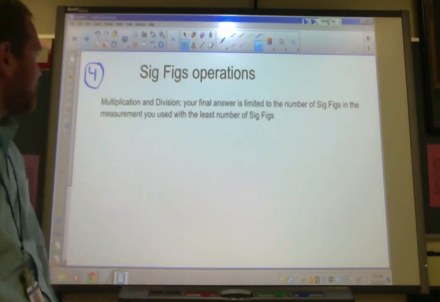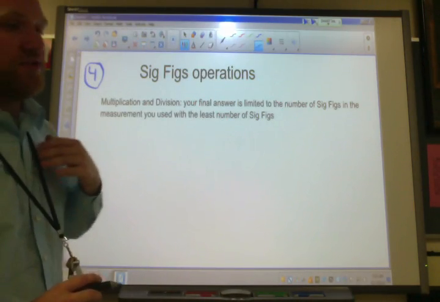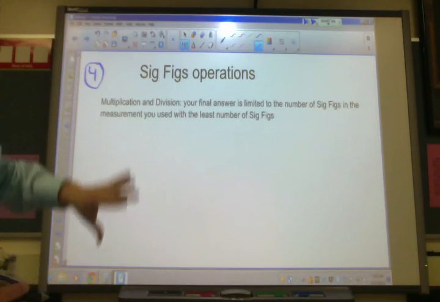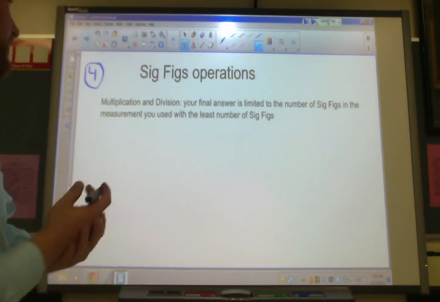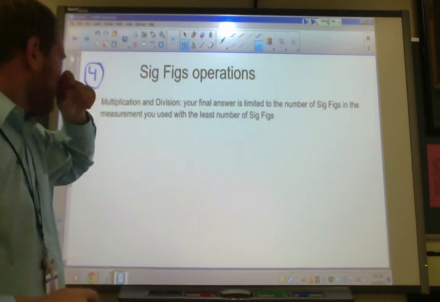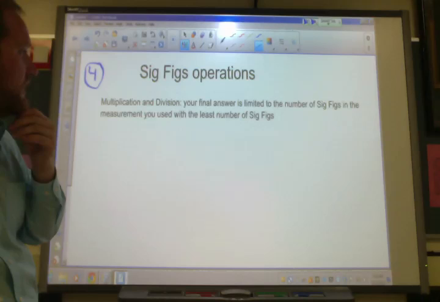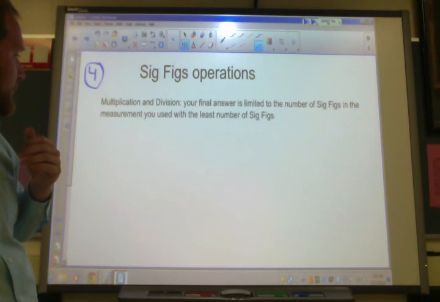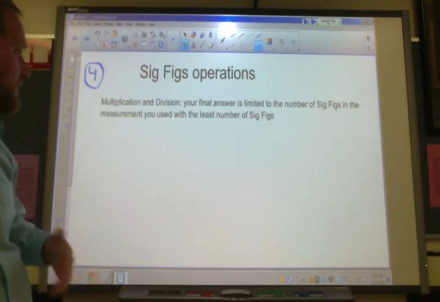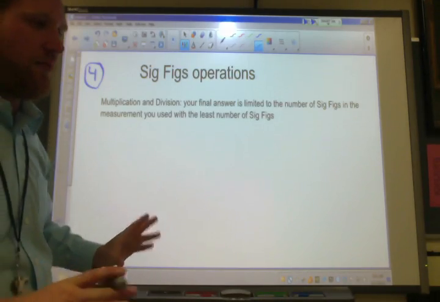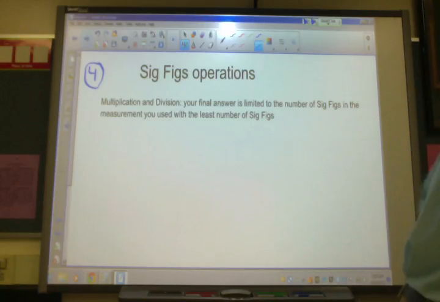Moving on, sig fig operations. This is really why it's important we use them, because when we make calculations, you need to know what you round off to. The rule is this: for multiplication and division, your final answer is limited to the number of sig figs in the measurement you used with the least number of sig figs. Sounds complicated. Let's do an example.